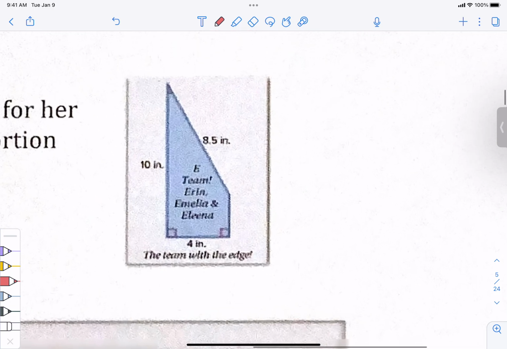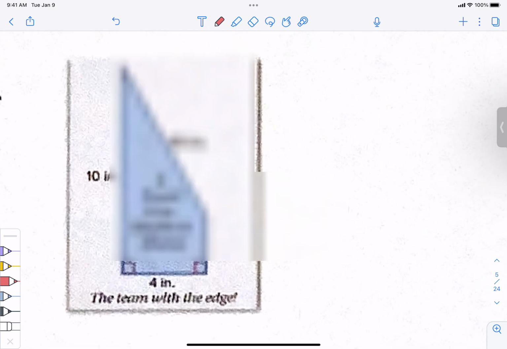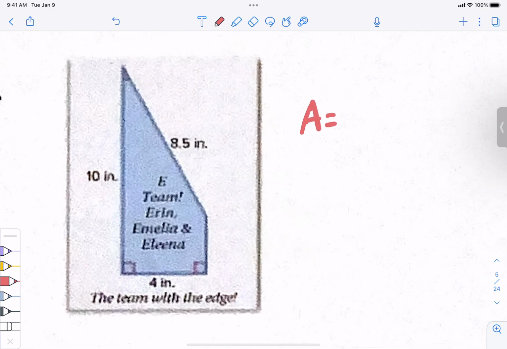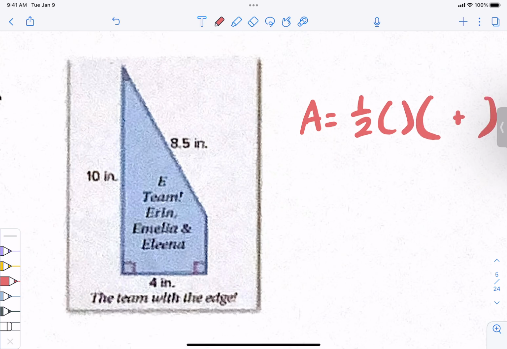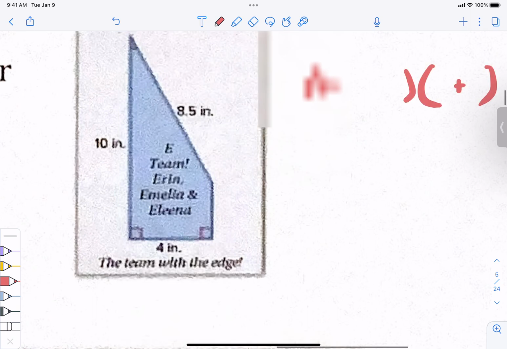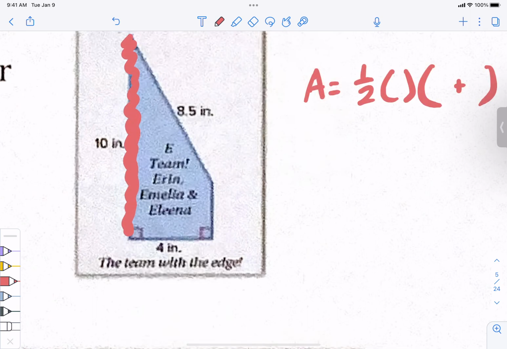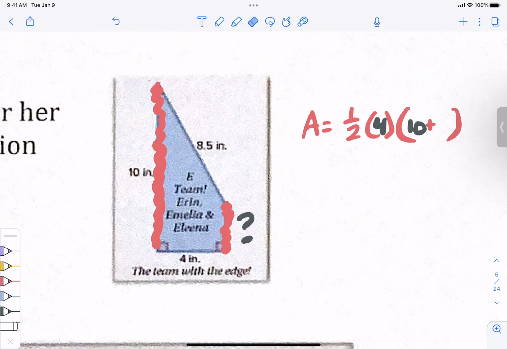This one's a little bit harder because we have things that we may not be given. So here's the area. We still have 1/2 height times base 1 plus base 2. In this trapezoid, what are my two bases? Let's do the bases first. Those are my two bases. The height is 4, so 1/2 times 4. 4 goes in this spot. Then one of my bases is 10, but I don't know this other one, so we have to do a little bit of work.